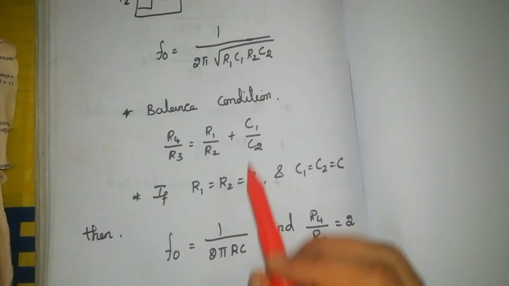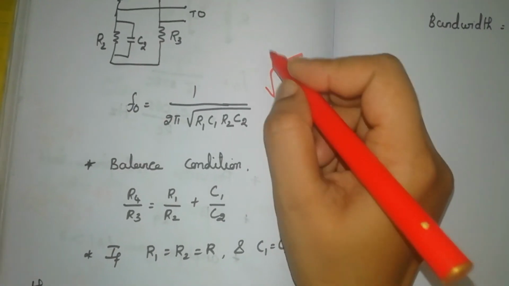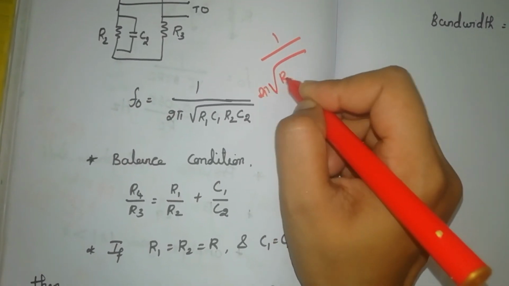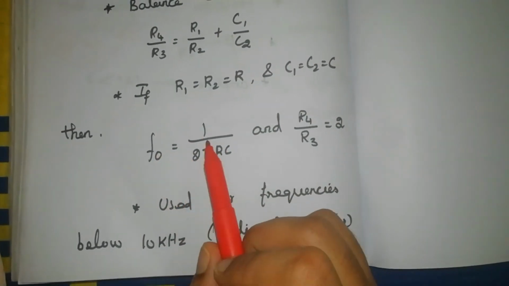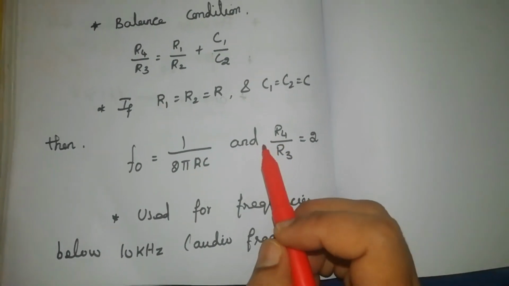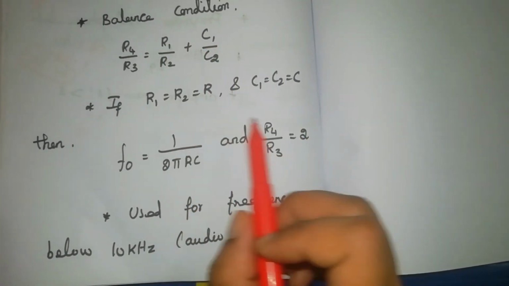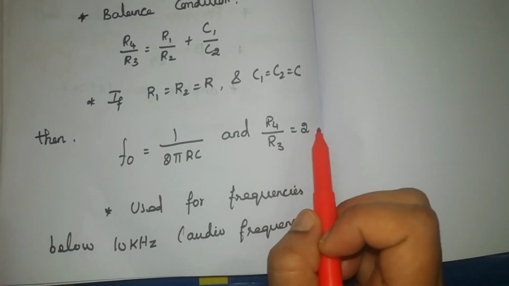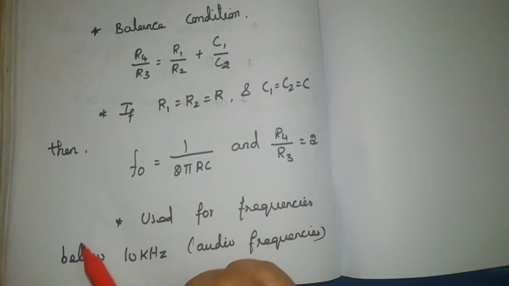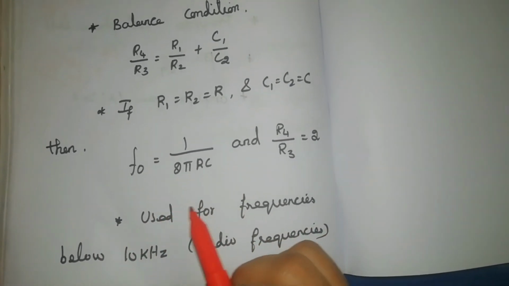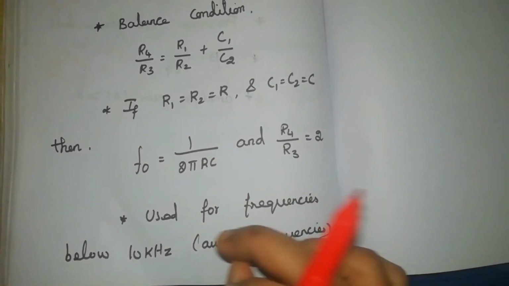this equation becomes 1 divided by 2 pi root of R square C square. So this can be rewritten as f0 is equal to 1 by 2 pi RC, and also here R gets cancelled, 1 plus 1 is equal to 2. So R4 divided by R3 is equal to 2, and this is the balance condition. And this Wien bridge and RC phase shift oscillator are used for generating frequencies below 10 kilohertz, in the audio frequency range.